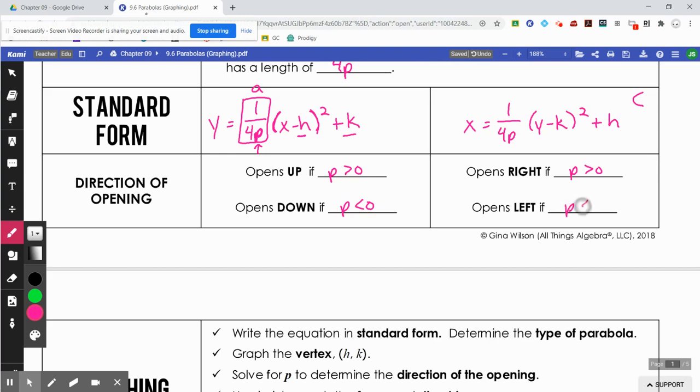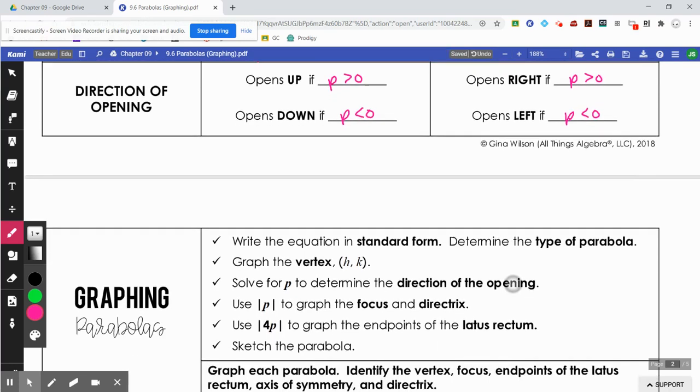However, if p is negative, or less than 0, then our parabola would open to the left. So there's the two basic forms. So now let's sketch some of these.